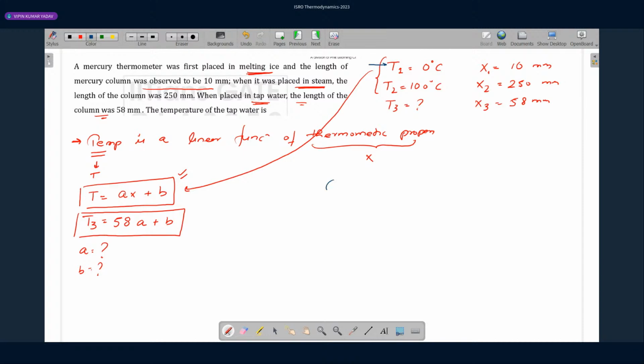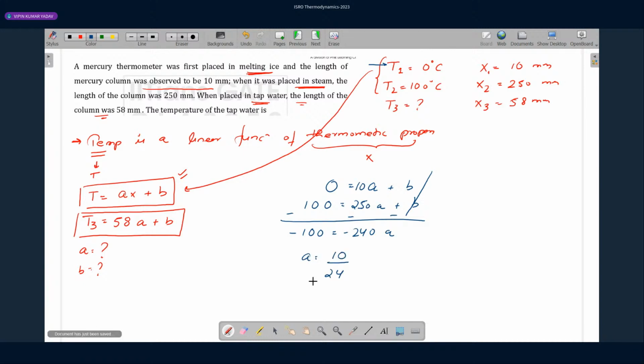So temperature 0 is equal to 10a plus b. Second is what? 100 is equal to 250a plus b. So if you subtract this, this will get cancelled. Minus 100 is equal to minus 240a. So a is equal to 10 by 24.